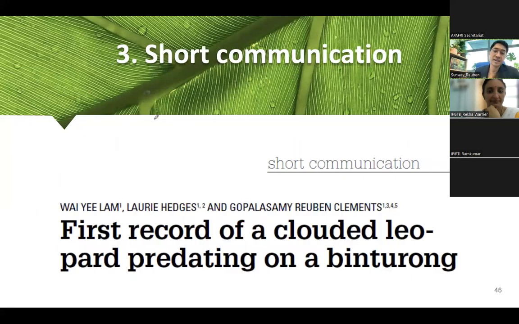All right, on to the third kind of paper. We have a short communications paper. What is a short communications paper? This is an example of a short communication. We found a record of a clouded leopard eating a binturong.